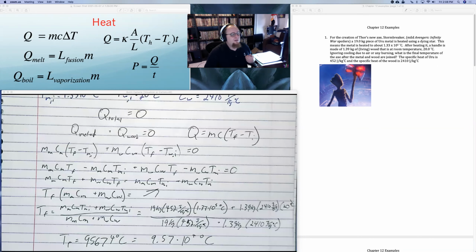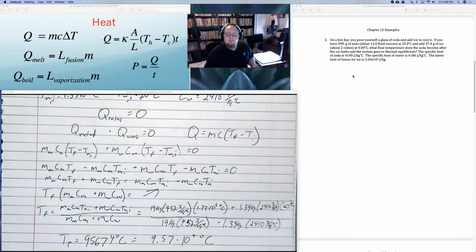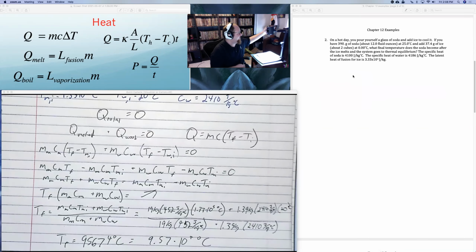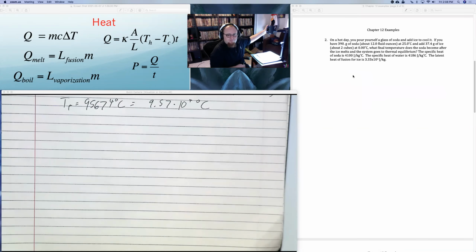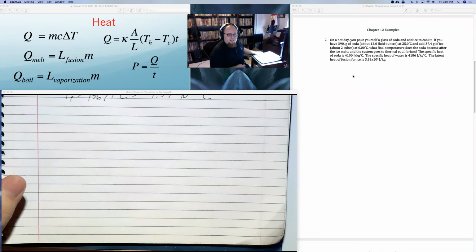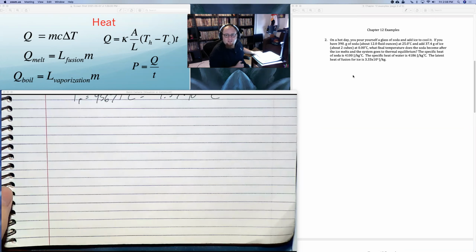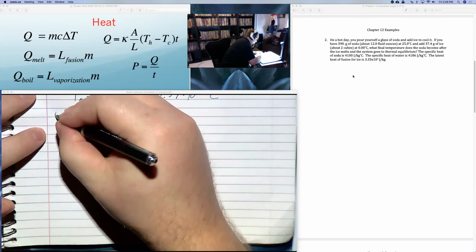This one does not involve a phase change. Sometimes they do involve a phase change. And this problem is one of the few phase change ones I wrote that doesn't involve alcohol somehow. It says, on a hot day, you pour yourself a glass of soda and ice to cool it. Let's say you have 390 grams of soda, mass soda.